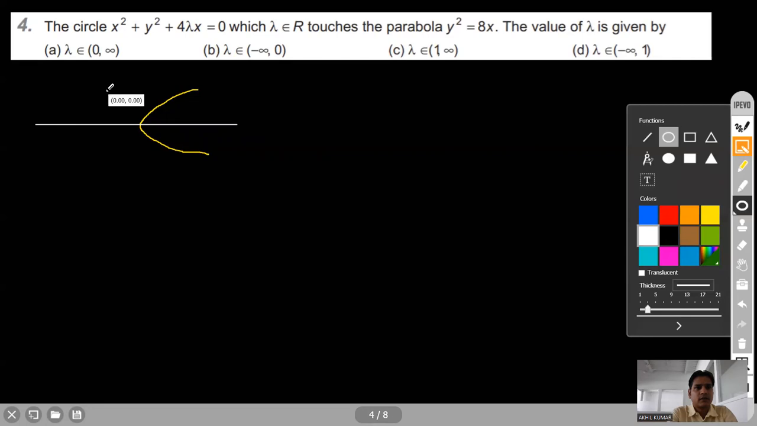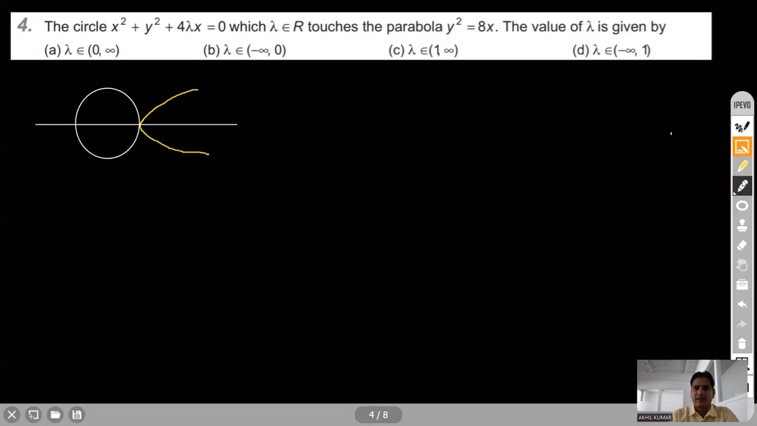One circle is there. Okay, this is our circle. This circle is touching the parabola, and we have to find the value of lambda in this case. So basically, this is our parabola y square is equal to 8x. So it is of standard form only.